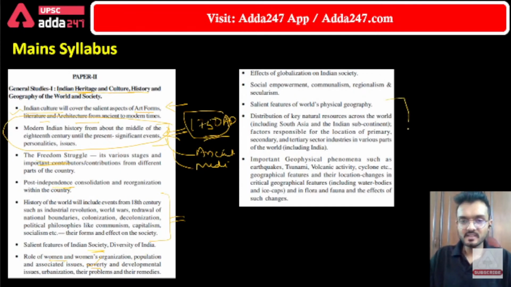Apart from the Indian history there is geography, and the geography again is very comprehensive. It includes world geography, world physical geography, world human geography, and then Indian physical and Indian human geography.